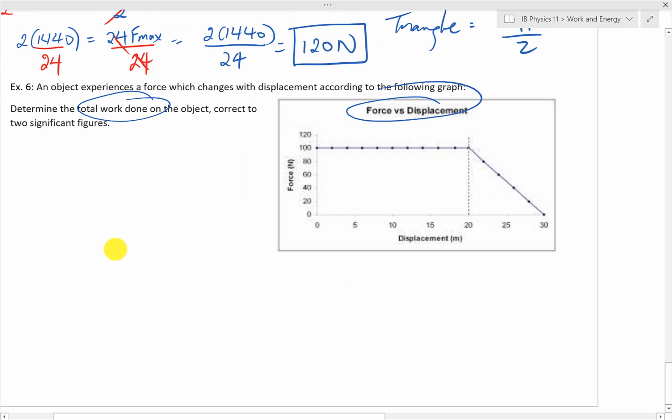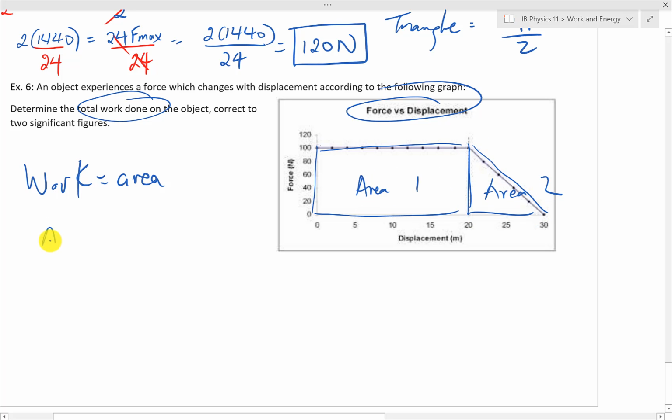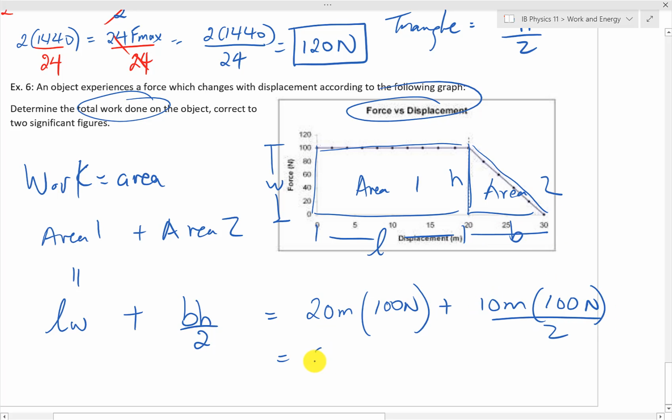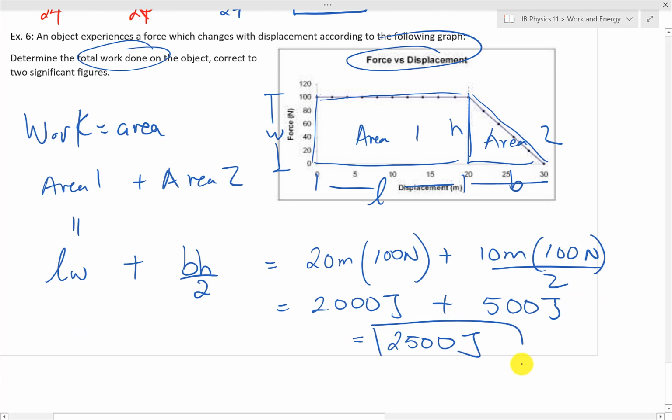And now it's my turn to do the problem. To get the total work done, we need to find the area underneath the graph, in which we can divide it into two pieces. First piece being a rectangle, second piece being a triangle. The rectangle is length times width, in which the length is 20 meters, the width is 100 newtons. Base of the triangle, don't forget, is the difference between 30 and 20, and the height is 100 newtons, giving us a total of 2,500 joules.